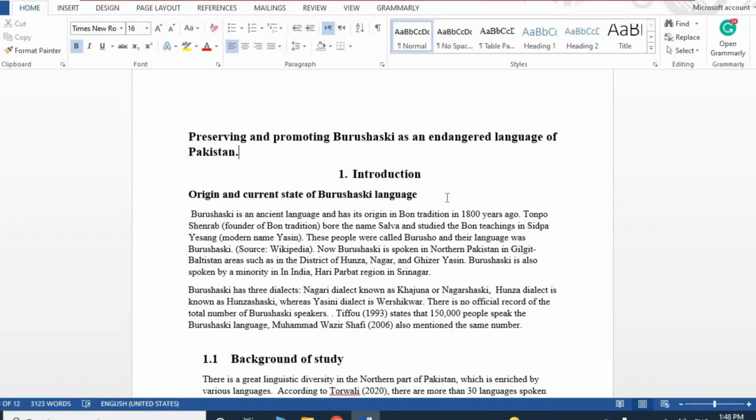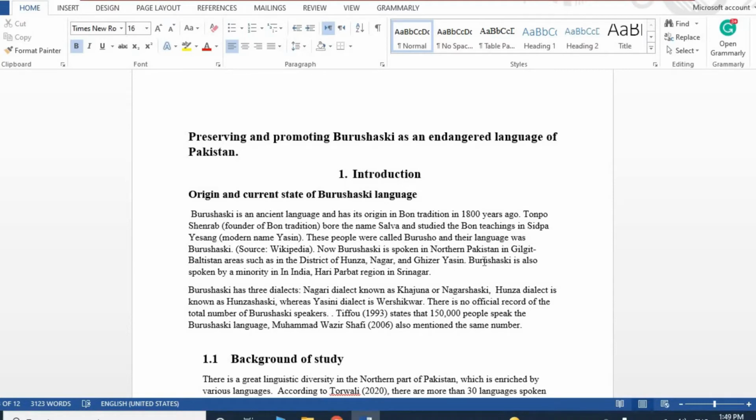In the introduction I will tell about the origin and current state of my language, Burushaski, right? Very briefly I have spoken about it, that it is an ancient language, right? Origin in Born tradition 1800 years ago, right? And the current state: this is the language spoken in northern Pakistan, right, especially in the regions of Gilgit-Baltistan, in the district of Hunza Nagar and Yasin, from where I belong, right?